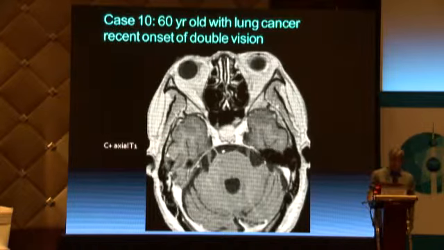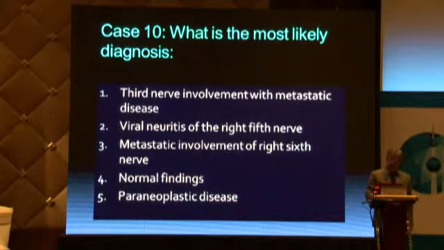We'll go to the questions and the answers. So look at it again once more. Look at the answers that we have. If you want, I can show it to you again. So what is the most likely diagnosis over here? Is this third nerve involvement with metastatic disease? Is it viral neuritis of the fifth nerve? Is it metastatic involvement of the right sixth nerve? Normal, or is it paraneoplastic disease? So let's go for the questions and answers.